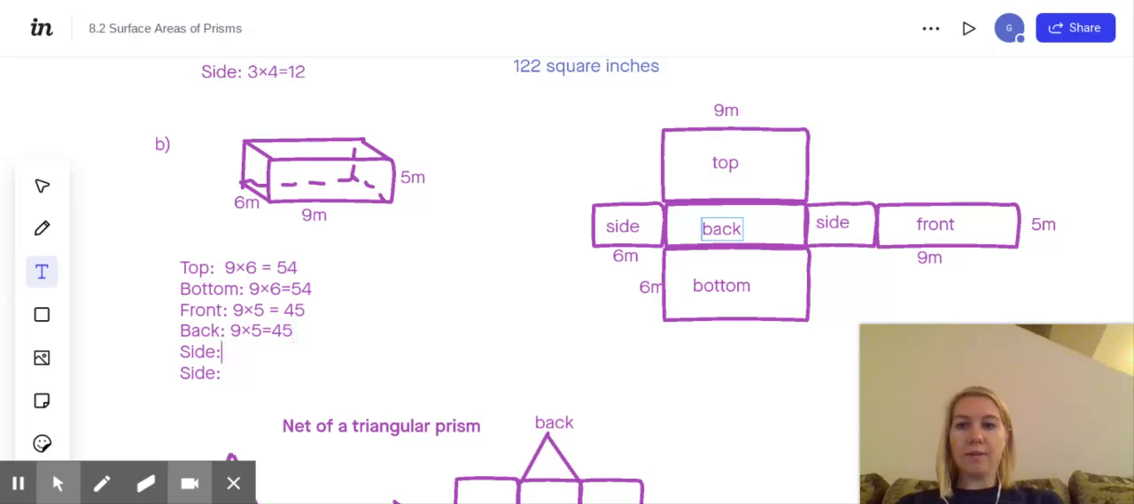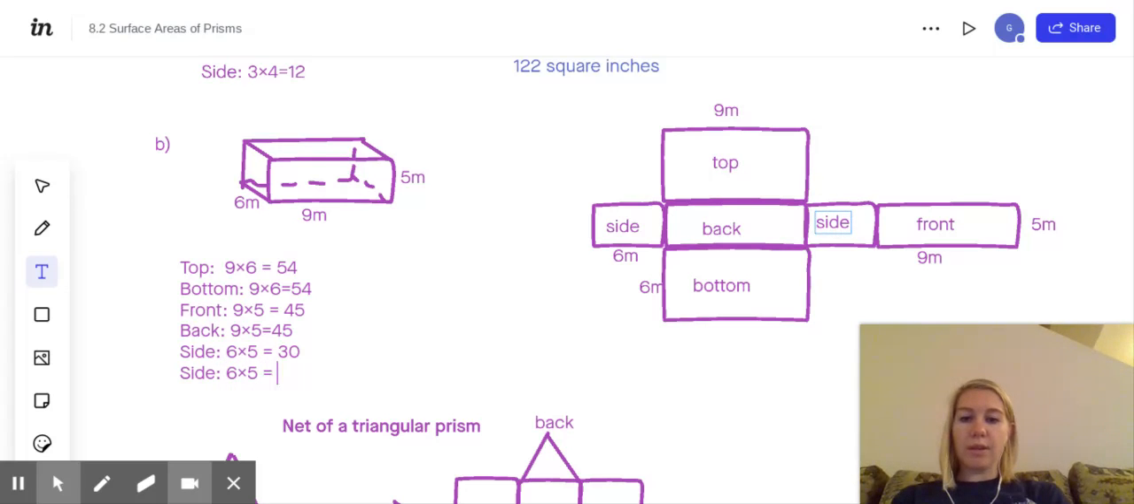is 45. Okay, how about the left side here, which is 6 times 5, right? All of these sides are the same length. So 6 times 5. And I know that's 30. And then the right side, which is also 6 times 5, which is 30.